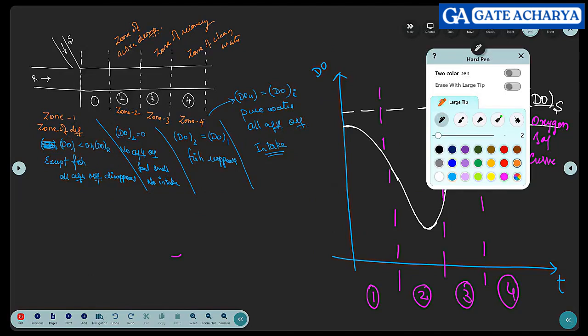Zone of degradation. Here it is the zone of active decomposition. This is called the zone of degradation. Oxygen sag curve.